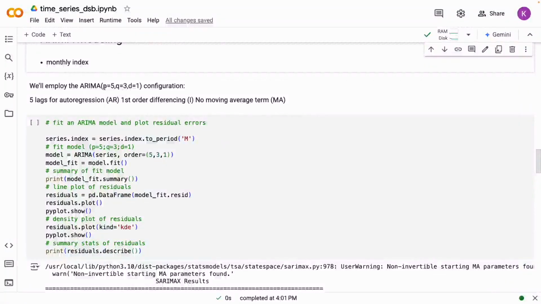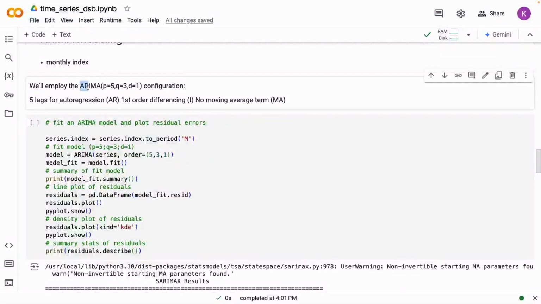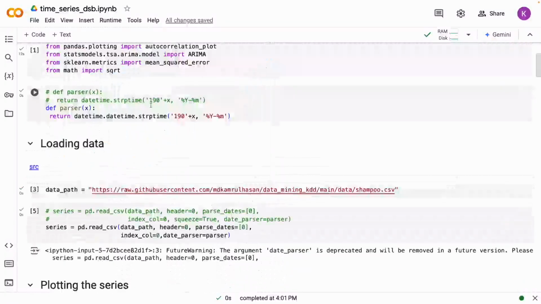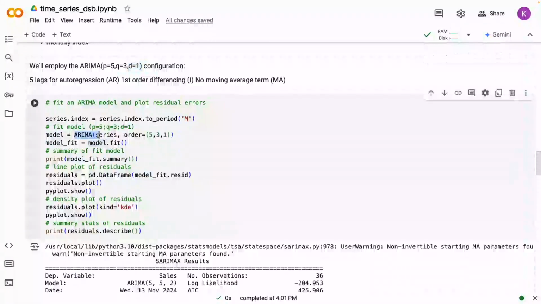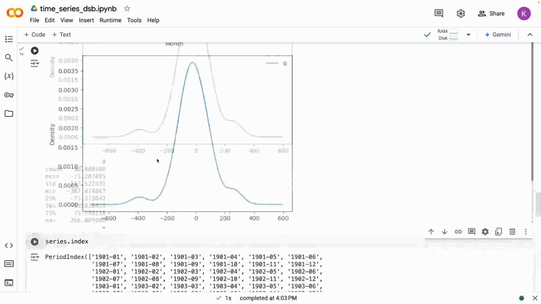So p is the number of lags that your auto-regression model will work on, q is the number of lags the moving average model will work on, and d is how many times you want to difference to convert the non-stationary signal to stationary. Okay, so that's how it reads. When we call ARIMA, you pass your data as a parameter, and then the order you want to fit your ARIMA model with. As soon as you fit, you will see how the model is fitting.